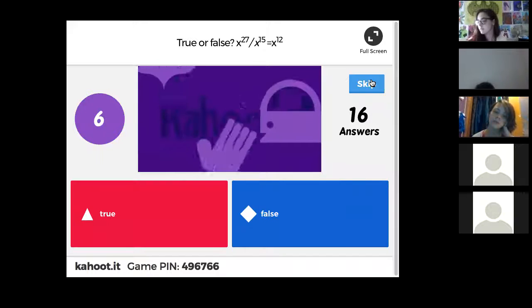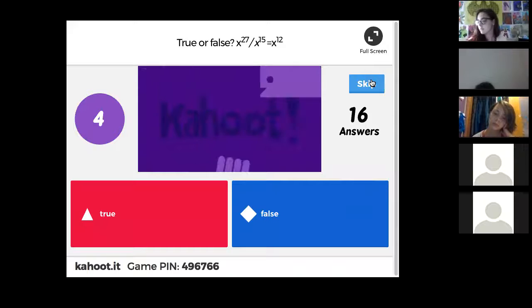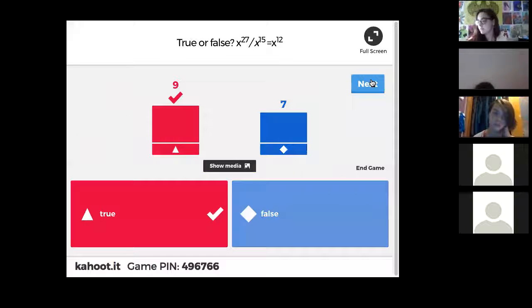Okay, 7, 6. It is true. Most of you got it right, but it was close. So yeah, what do we do in this case? How do we figure out what the answer is? What do we do with the exponents? Yeah, subtract, right? Subtract 27 minus 15, so you get x to the 12th.